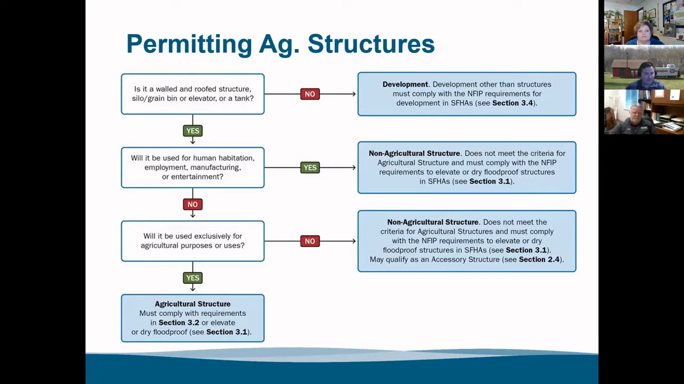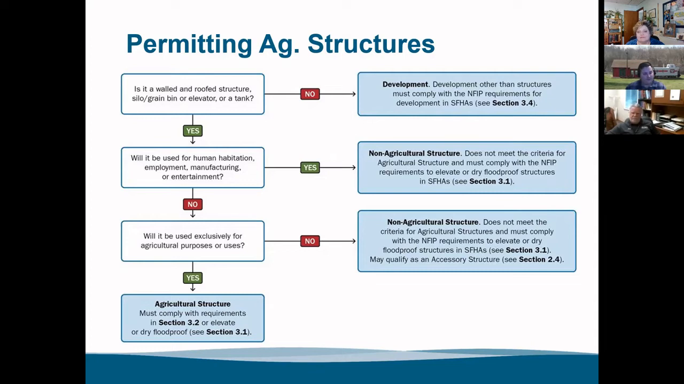If it is a structure, then you ask if it's going to be used for any form of human habitation. Is it going to be used for employment, housing, manufacturing, where you're going to have people involved, or entertainment, where you're going to have people in the structure? If it is going to be used for human habitation, this is considered a non-agricultural structure. This becomes a mixed use structure. It's not being used exclusively for agricultural purposes. So therefore it's a non-agricultural structure, in which case it would need to be elevated or dry flood proofed only. Wet flood proofing would not apply here.